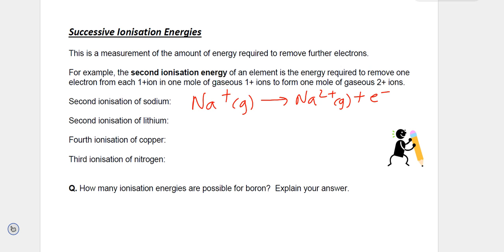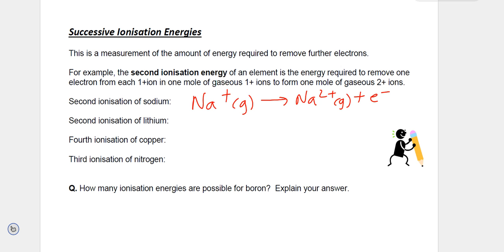Hopefully you can see, here is the second ionization energy of sodium. We're starting with the sodium 1+ ion in its gaseous state. Everything always has to be a gas, so we always need to put our state symbols on, and it's always going to be a G for ionization energies, irrespective of what type of element we start with. And we're going to form in this equation the sodium 2+ ion. So in the second ionization energy, we're forming the sodium 2+ ion.